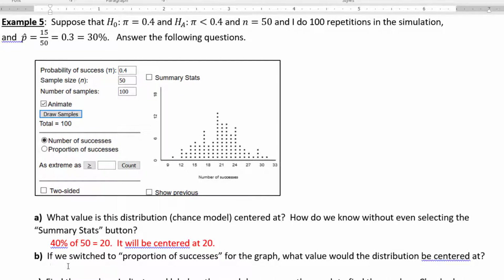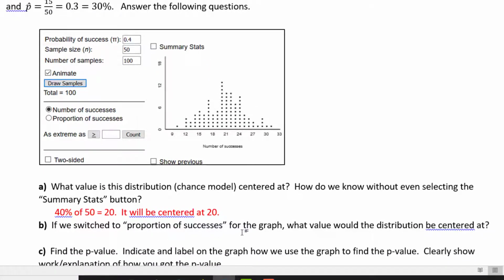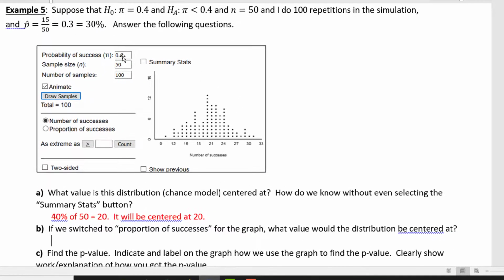Next, part B asks, if we switch to proportion of successes for the graph, what value would the distribution be centered at then? That's actually easier to answer. It would be centered at pi equals 0.4, or since it's a simulation, it would be approximately 0.4.